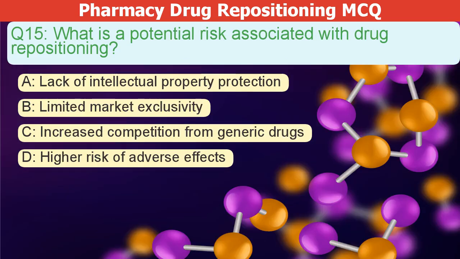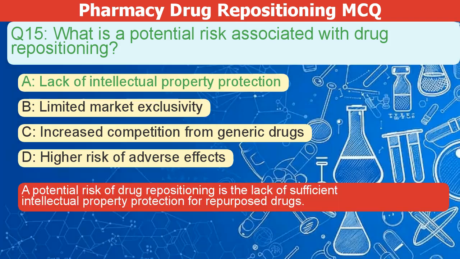What is a potential risk associated with drug repositioning? A. Lack of intellectual property protection. B. Limited market exclusivity. C. Increased competition from generic drugs. D. Higher risk of adverse effects. The correct answer is A. A potential risk of drug repositioning is the lack of sufficient intellectual property protection for repurposed drugs.